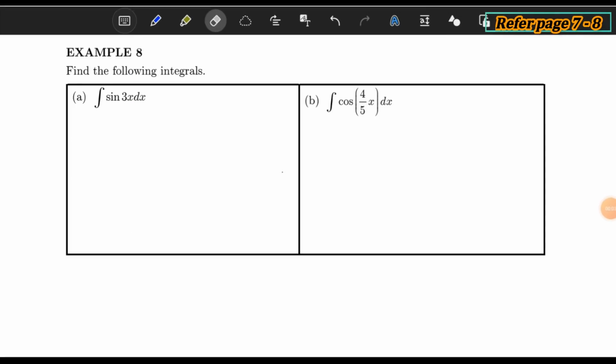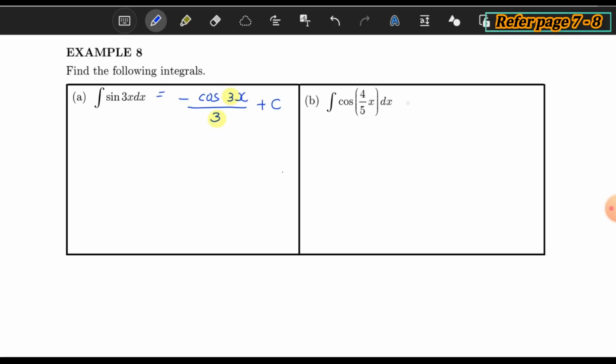Example number 8. A. Integrate sin 3x with respect to x equals negative cos 3x divided by 3, and 3 is the derivative of the angle. Don't forget to write plus c.